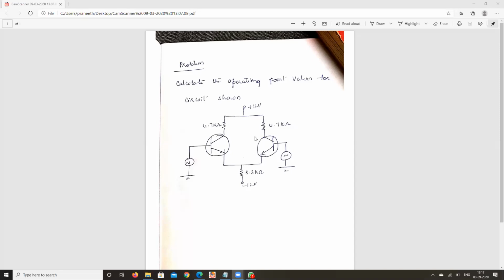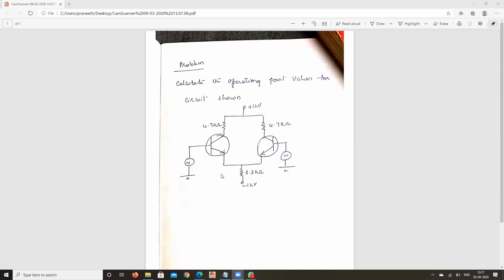So far. Now put your formulas. What is the formula for ICQ? And what is the formula for VCEQ? That is what we have to find out. We have to find out the operating values, meaning operating current and operating voltage. So your operating current is ICQ.